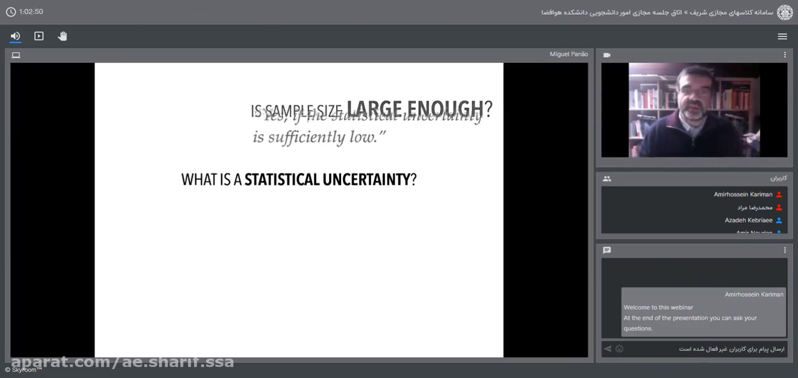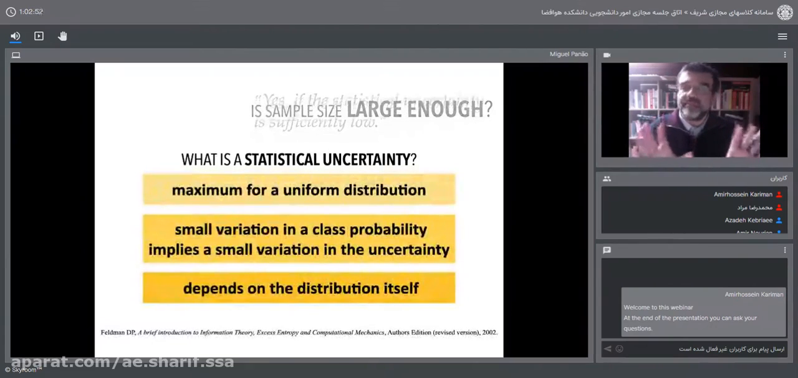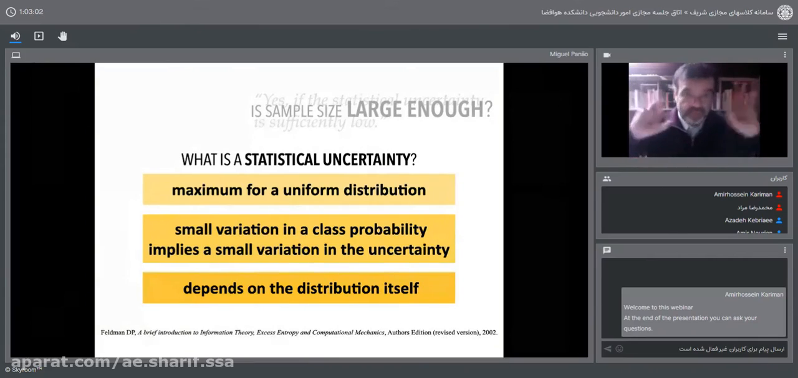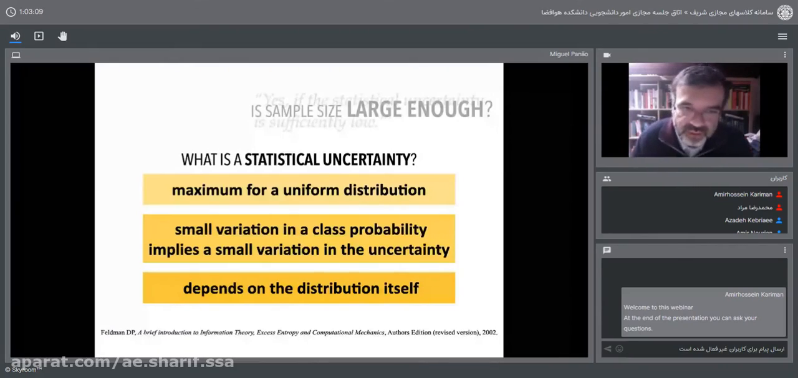The first one is that it should be maximum for a uniform distribution, which means all classes, or the size representative of each class, must have the same probability of being present in the spray. Also, a small variation on the class probability leads to a small variation on the uncertainty. And finally, it depends on the distribution itself.